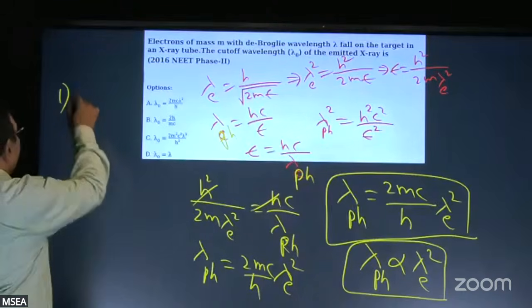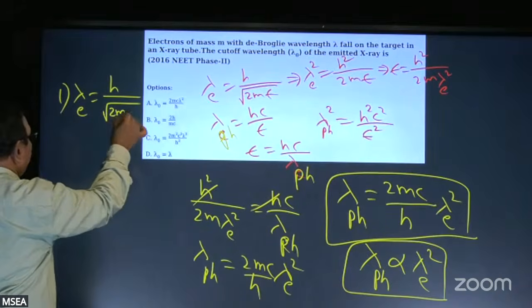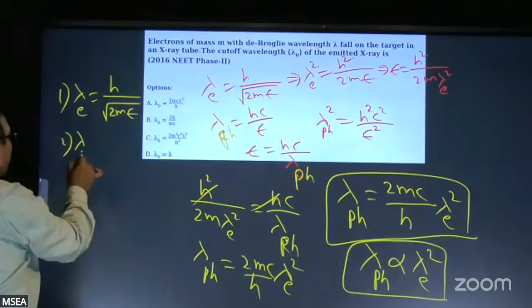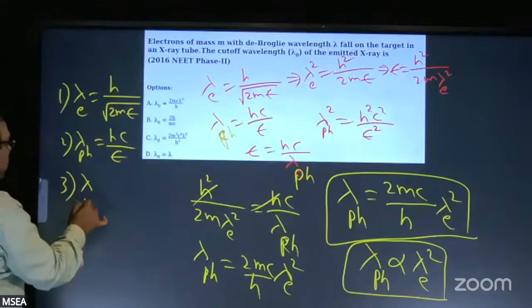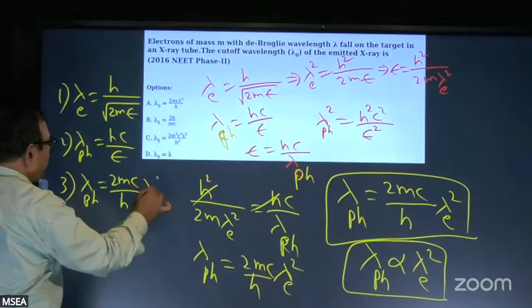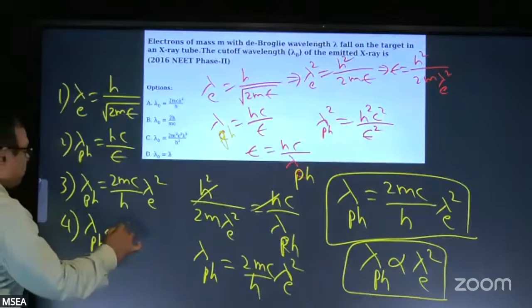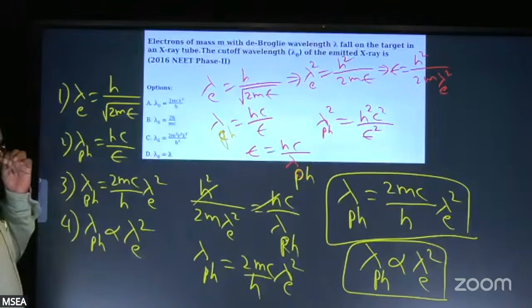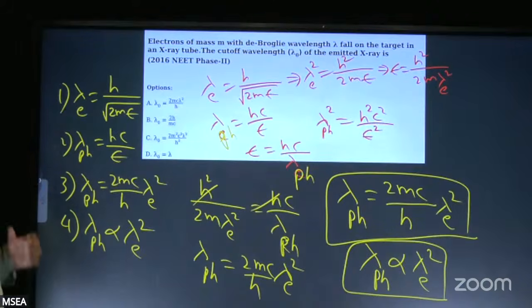By this we'll close this one. First, lambda of an electron or particle is h by root of 2mE. Second point you have to remember, hc by E for a photon. Third point, lambda photon is 2mc by h into lambda of electron square. And fourth point, lambda photon is proportional to lambda E square. These are very, very important; you must remember them.